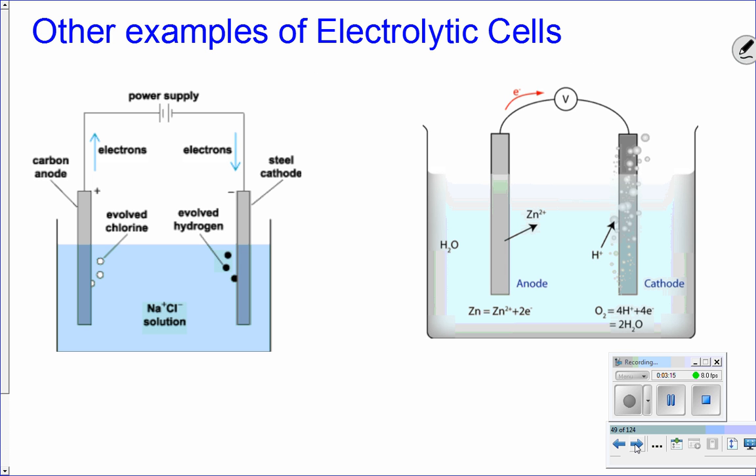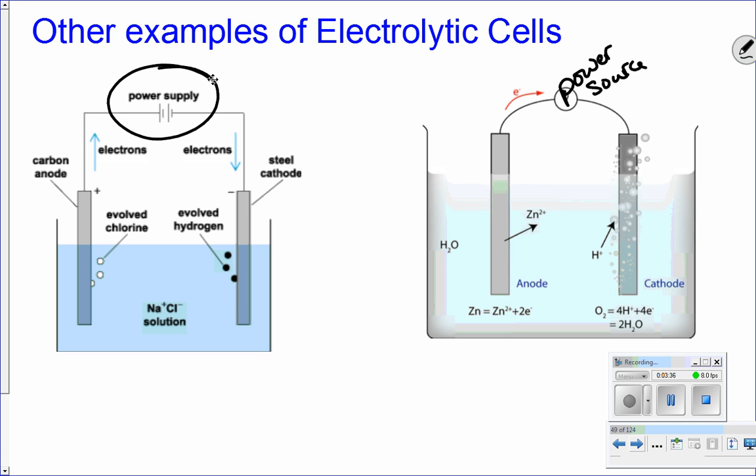These are another couple of examples of electrolytic cells. What you will notice is they have a power supply of some kind on them. This is actually the symbol for a voltmeter. I'm not really a huge fan of this particular diagram, but this should really be a power source right here.